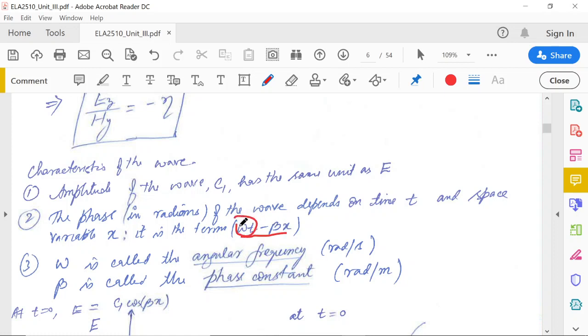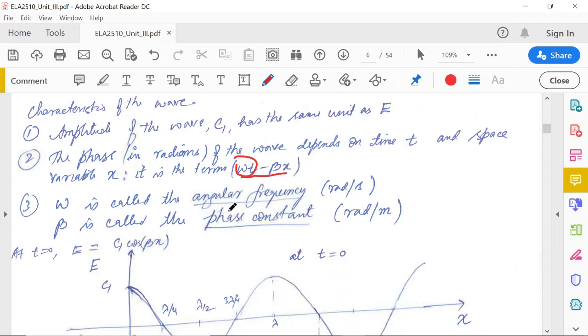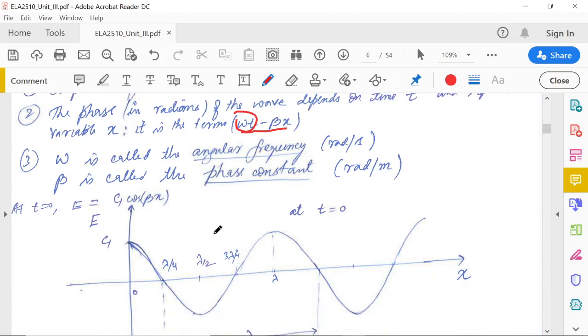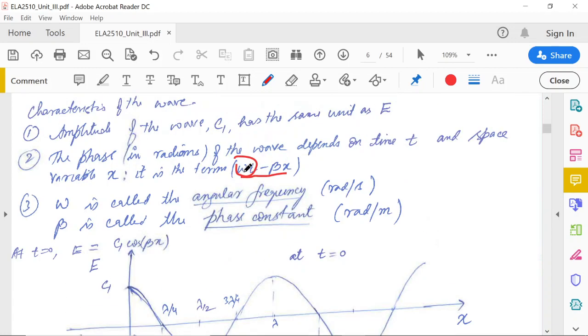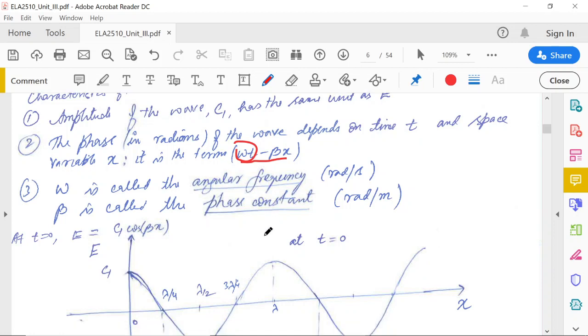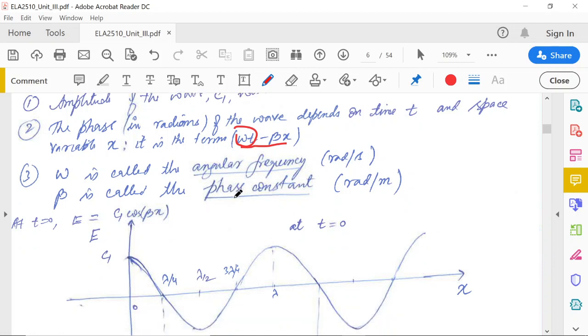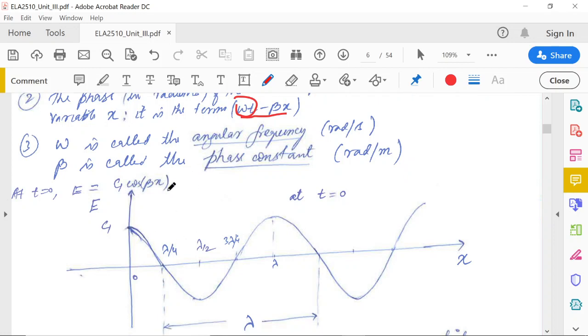This is a phase in radians, and this is t, with omega in radians per second, and beta is in radians per meter. Now we visualize these two individually. Let omega t be 0, so we are watching the wave at a particular time, with the time fixed. Then the function becomes E equals C1 cos beta x.